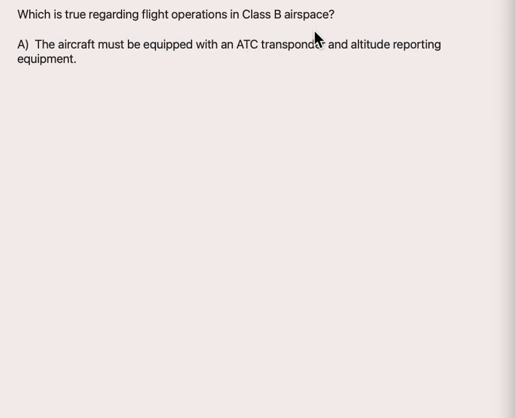Which is true regarding flight operations in Class Bravo? The aircraft must be equipped with an ATC transponder and altitude recording equipment. So to be in Class Bravo, you have to have a transponder with altitude reporting.